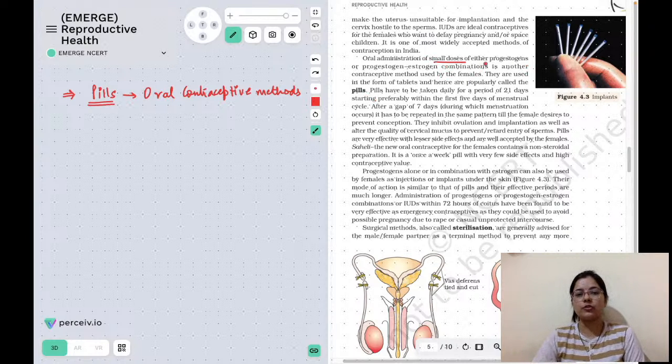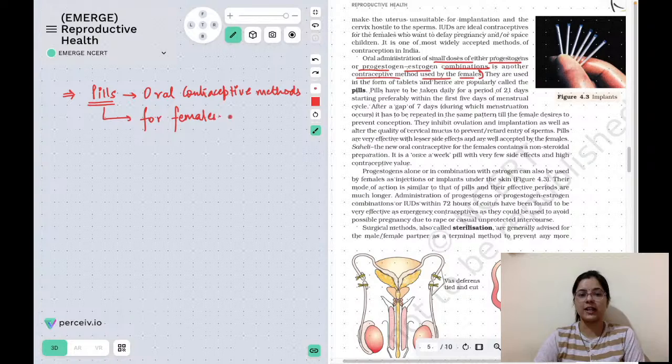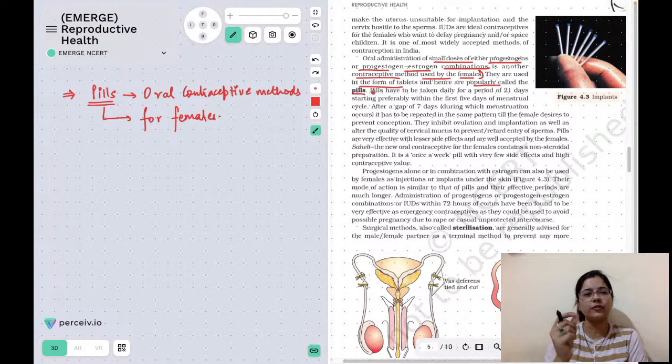So they are small doses of either progestogens or a progestogen-estrogen combination. That is another contraceptive method which is used by females. Again, pills are used by females only, and that is primarily how they are utilized. These pills are available in the form of tablets, and hence they are popularly called pills. Since these are available in the form of small doses and tablets, that's why they are called pills. Now these pills have to be taken daily.